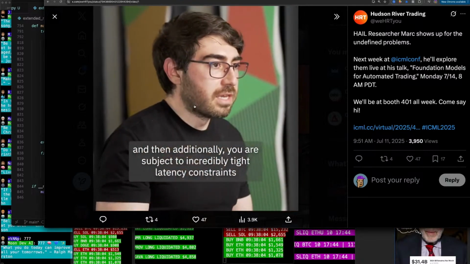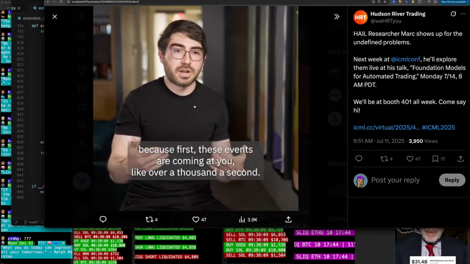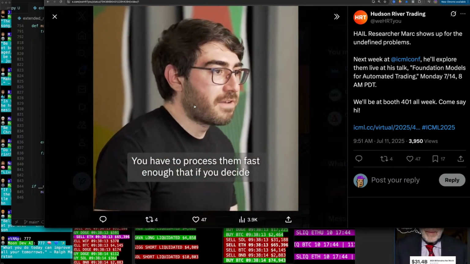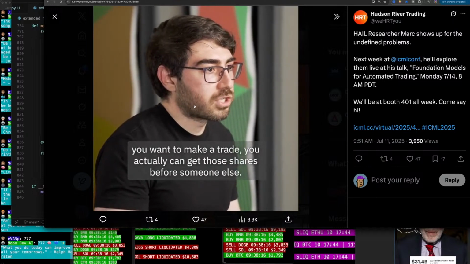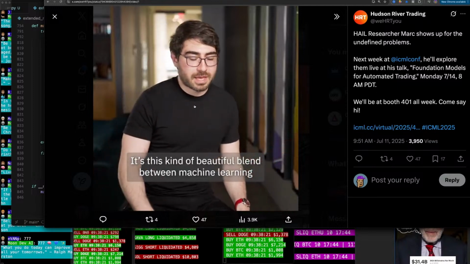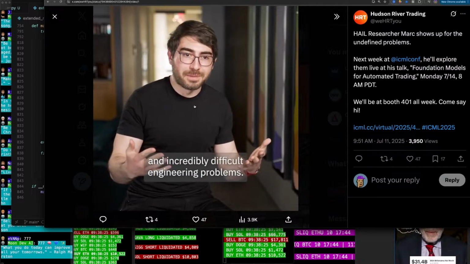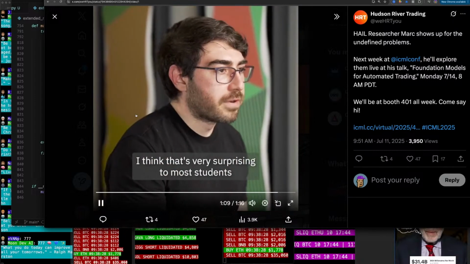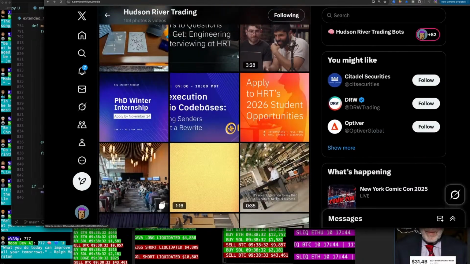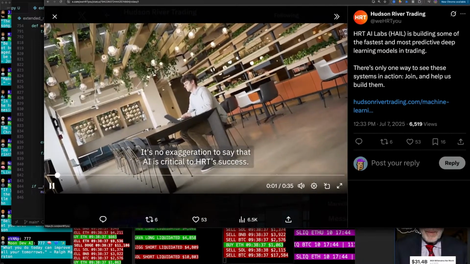And then additionally, you are subject to incredibly tight latency constraints. First, these events are coming at you at over 1,000 a second. You have to process them fast enough that if you decide you want to make a trade, you actually can get those shares before someone else. It's this kind of beautiful blend between machine learning and incredibly difficult engineering problems. I think that's very surprising to most students.